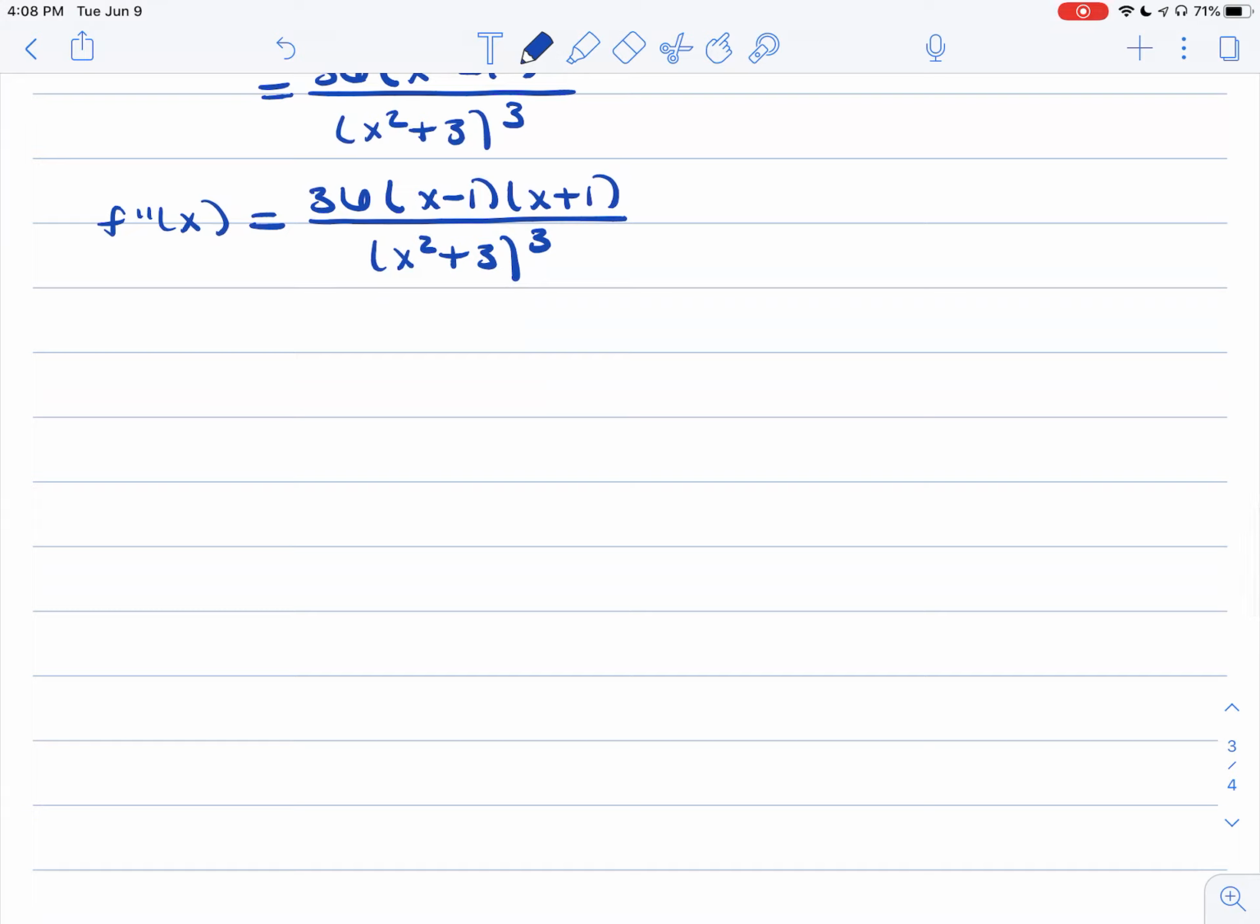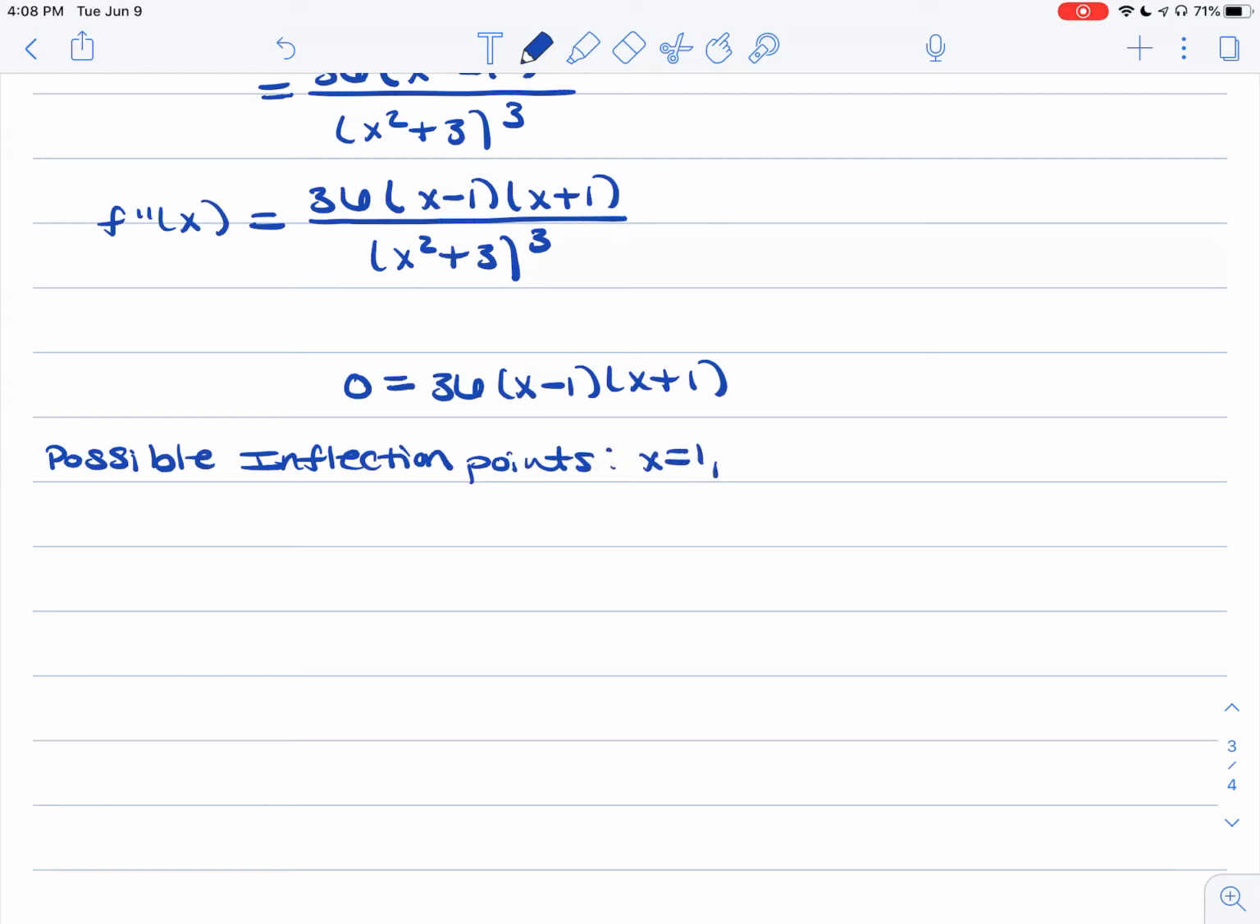Okay, so now we're looking for our possible inflection points, which again means we're looking for where the second derivative is equal to 0. And when we have a fraction, that essentially just means where is our numerator equal to 0. So I'm going to set my numerator to 0, which gives us for our possible inflection points x equals 1 and x equals -1.